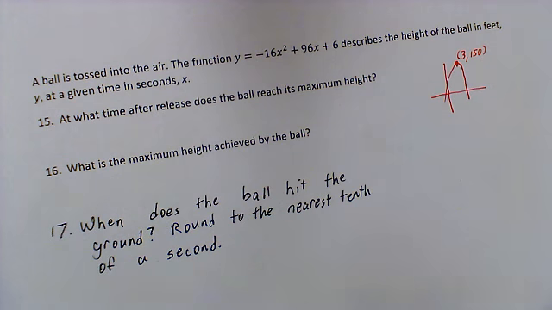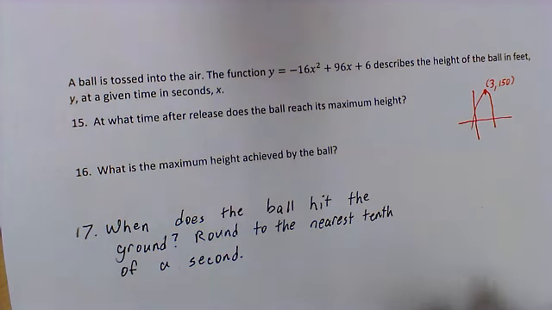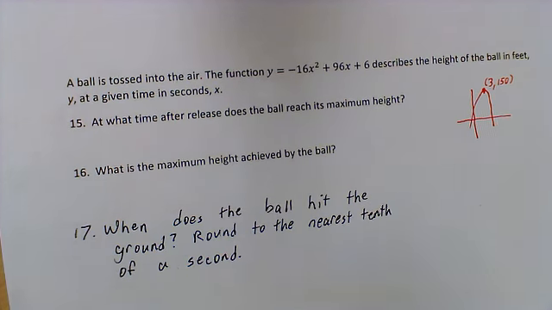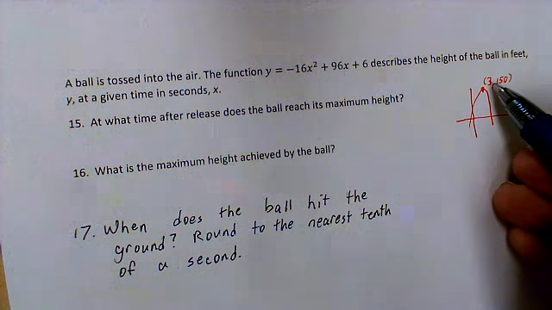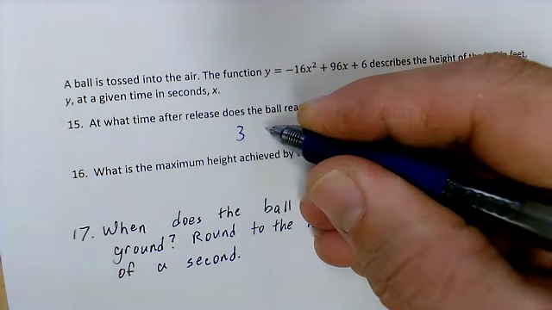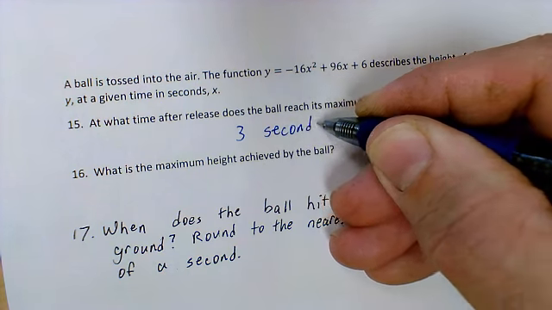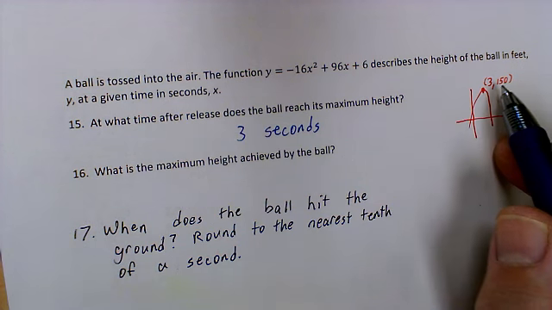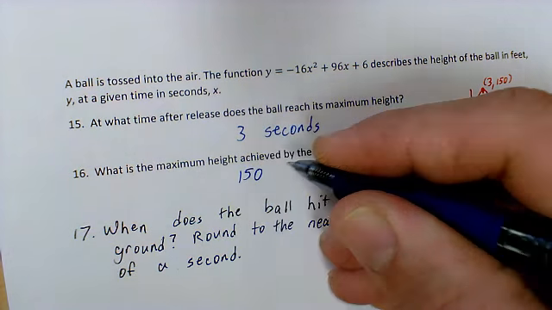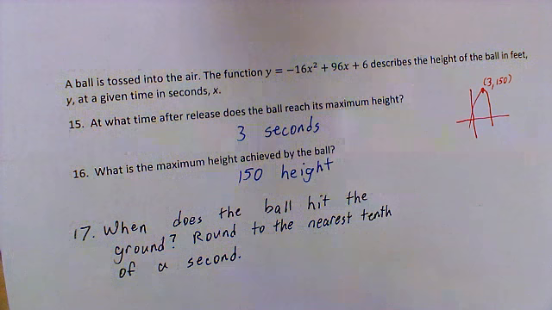All right, so that actually is my maximum. Since 15 and 16 both say maximum, that's going to answer 15 and 16 for me. At what time after release does the ball reach its maximum height? Time would be the x value, so 3 seconds is my answer for number 15. All of a sudden, this word problem really becomes pretty easy. What is the maximum height achieved by the ball? Well, y was my height, as it said in the problem, so 150 feet is your maximum height. Well, that was number 15 and number 16 right there, really easy.